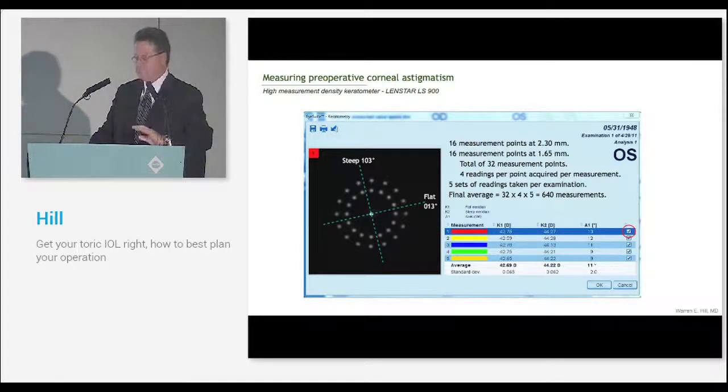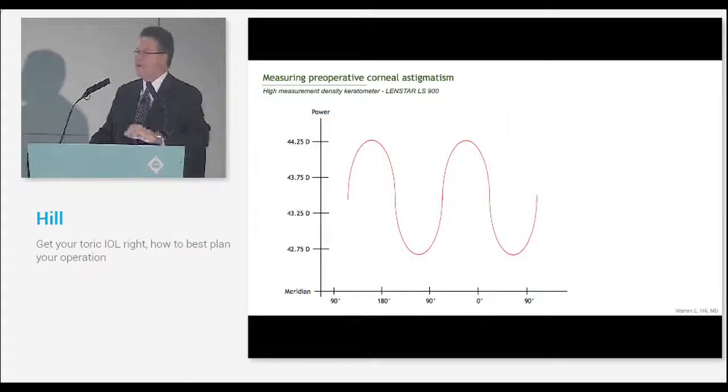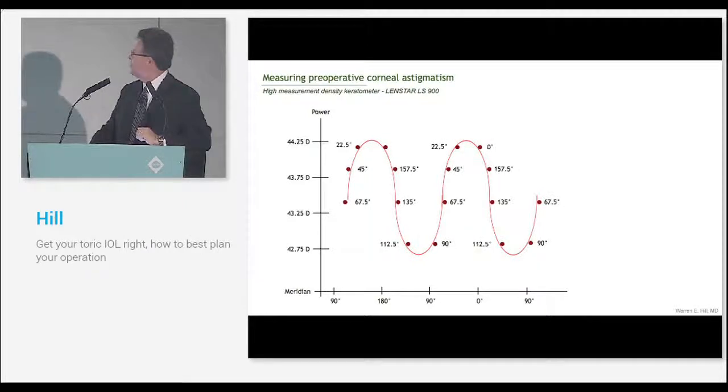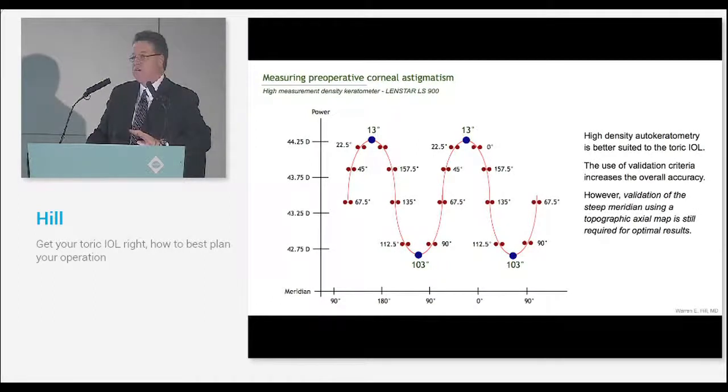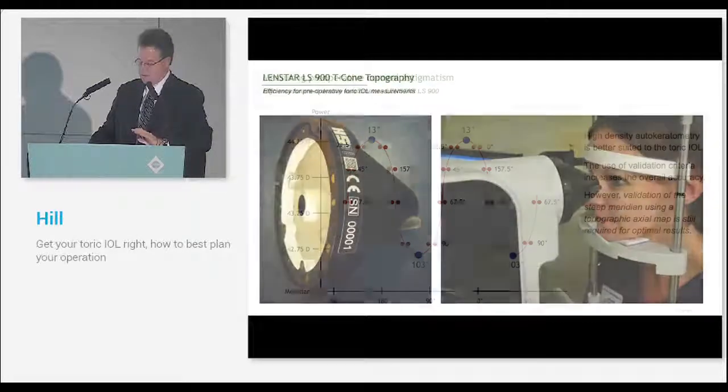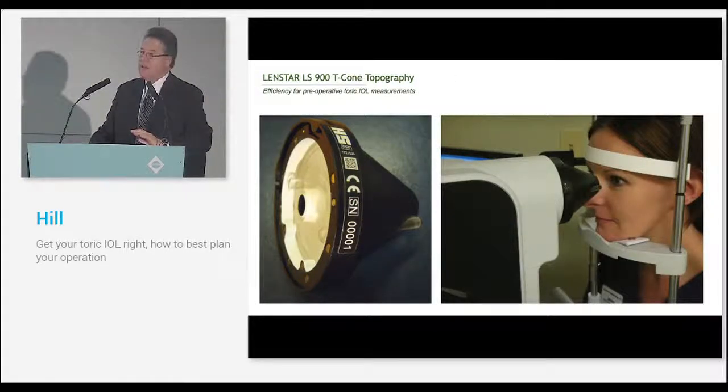And if we look at an approximation of how the software works, it's actually not quite like this, but this is just a schematic method. You can see we have a lot more points, and there's less iteration that has to be done by the instrument. So higher density autokeratometry is much better suited to the process of using the toric IOL. Now, the people at HAAG STREIT added a T-cone, which is actually a topographer. So it's a Placido topographer, not unlike what you use with, say, the Zeiss Atlas topographer. It looks like this.